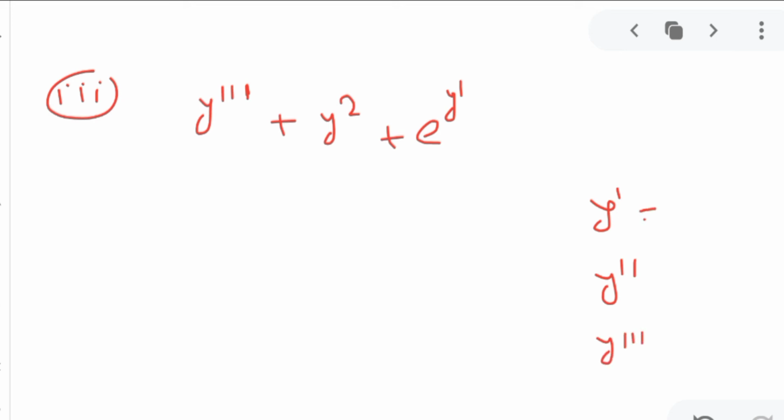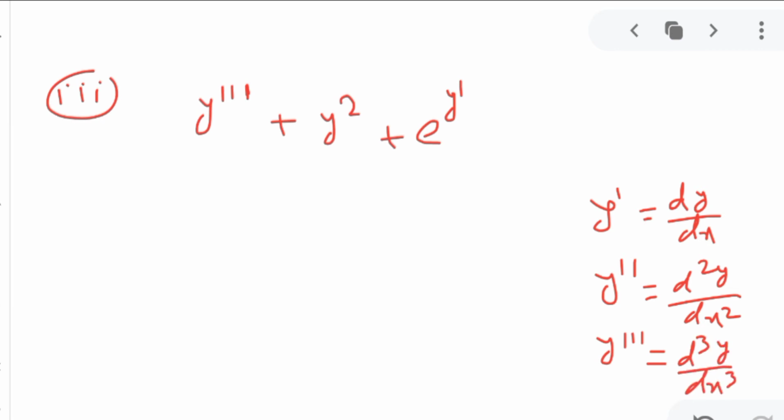This is y triple dash, which means triple derivative, plus y square plus e to the power y dash. Y dash means derivative, and this is y square. This is the single derivative, this is the double derivative, and this is the triple derivative. You know this symbol, right? This is dy upon dx, the double derivative means d2y upon dx square, and the triple derivative means d3y upon dx cube. Okay, so this is the meaning.